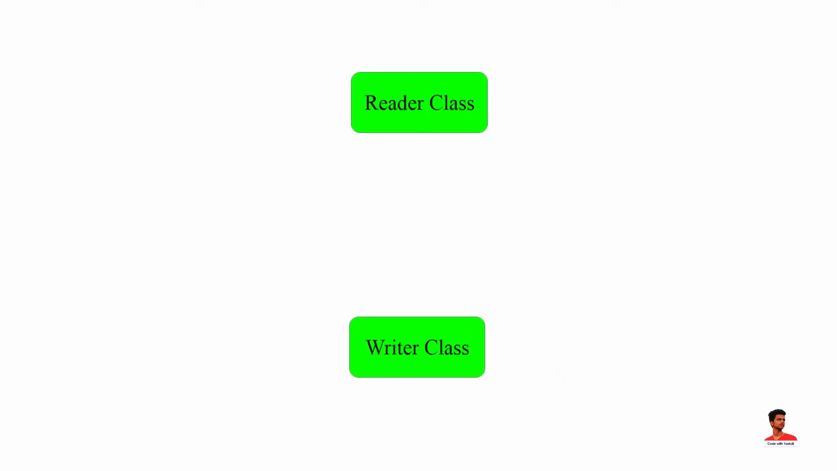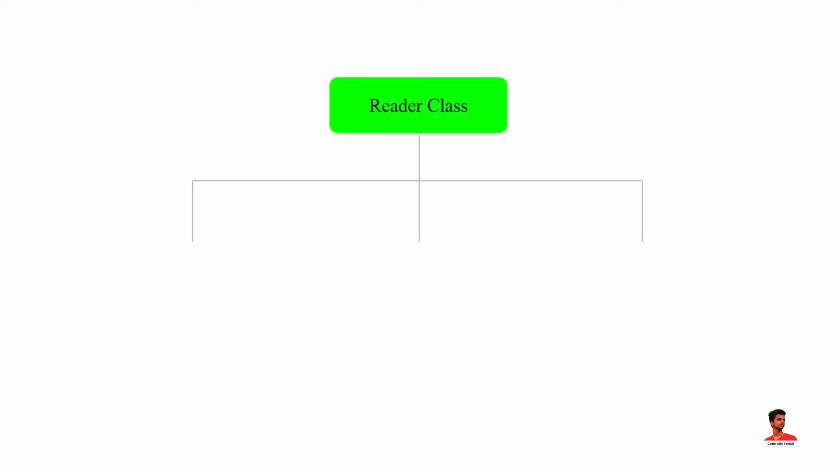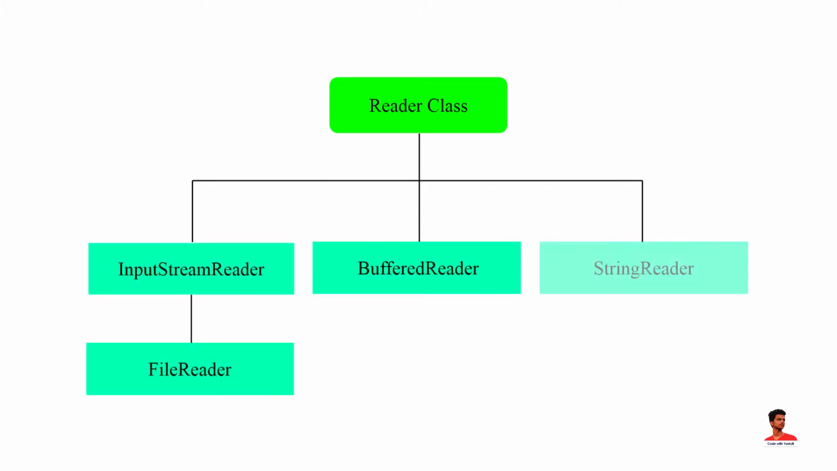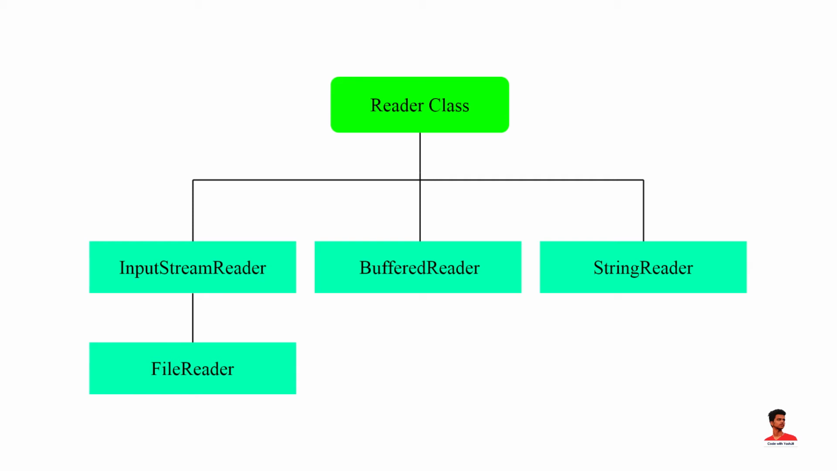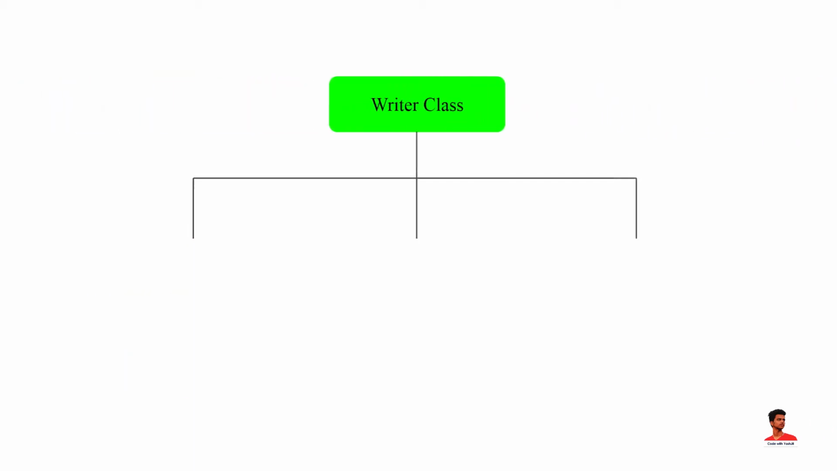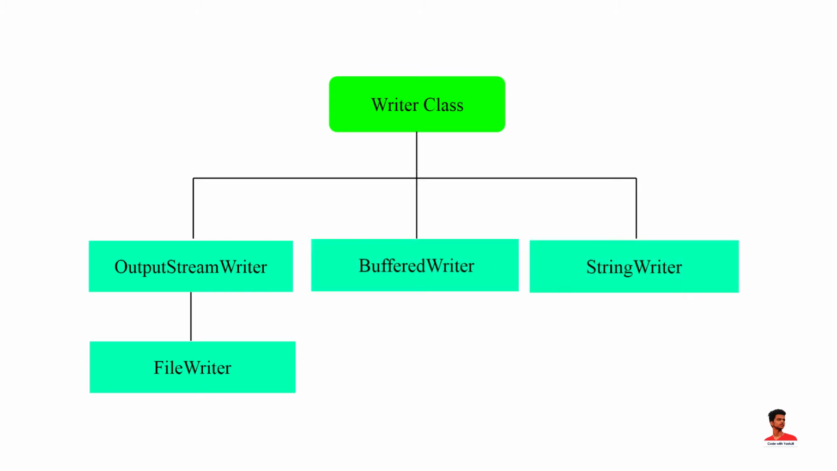In order to use the functionality of Reader, we can use its subclasses. Some of them are InputStreamReader, FileReader, BufferedReader, and StringReader. In order to use the functionality of the Writer, we can use its subclasses. Some of them are OutputStreamWriter, FileWriter, BufferedWriter, and StringWriter.